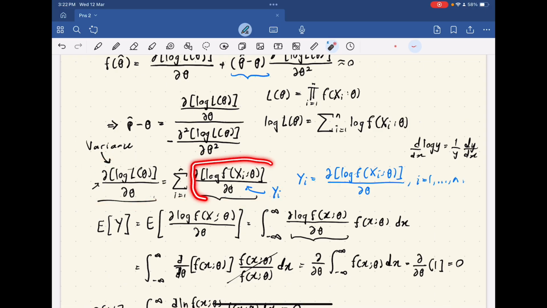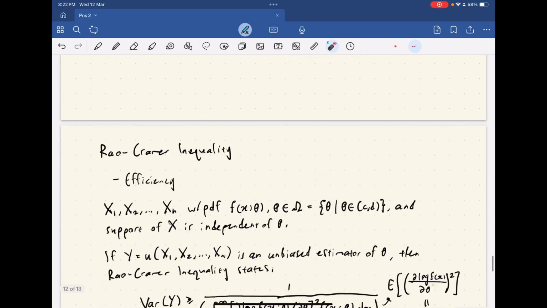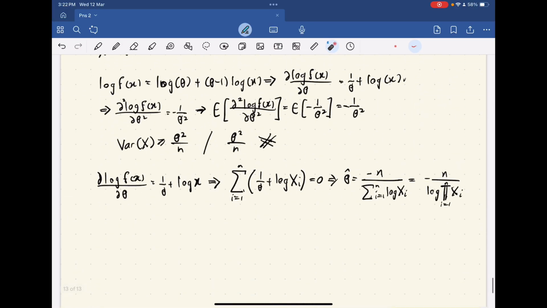Basically, we're taking the sum of the individual x's from 1 to n to denote the sample, and this is just the derivative of the log n function. So if we were to set this sum equal to 0, that would just be the same as finding the maximum of the likelihood function.